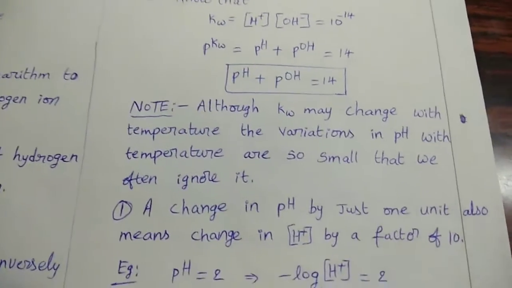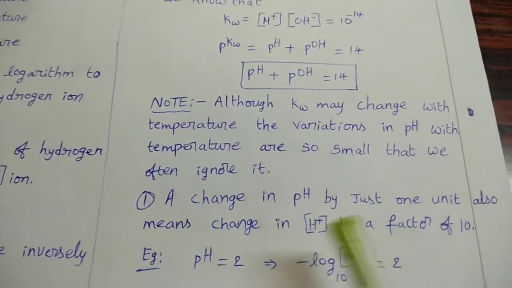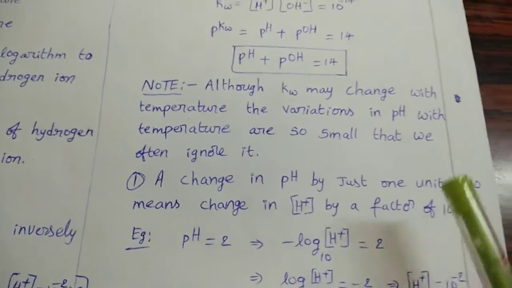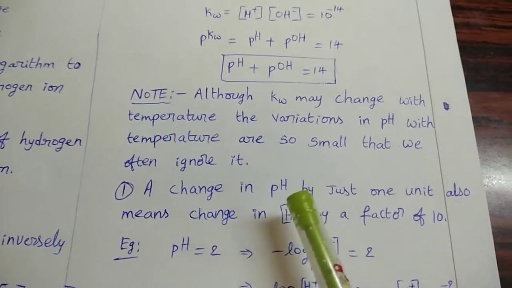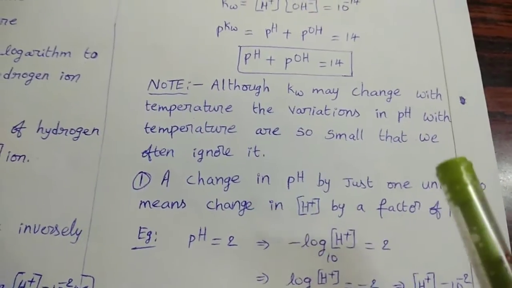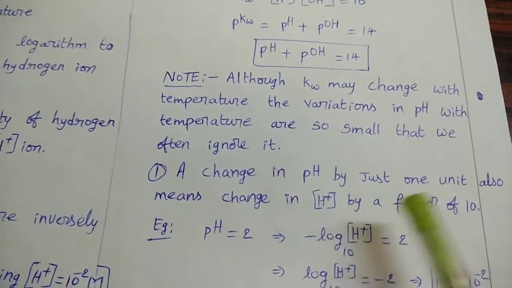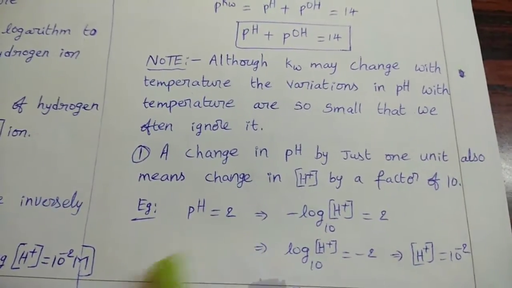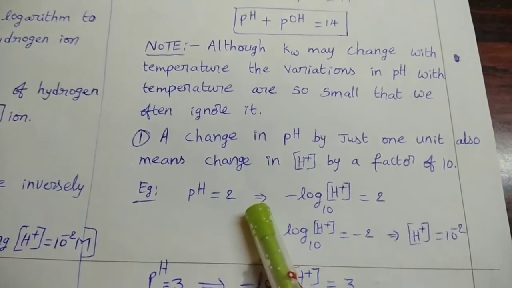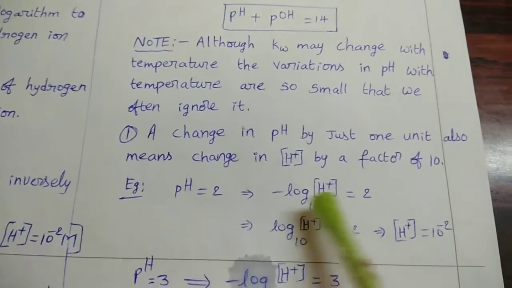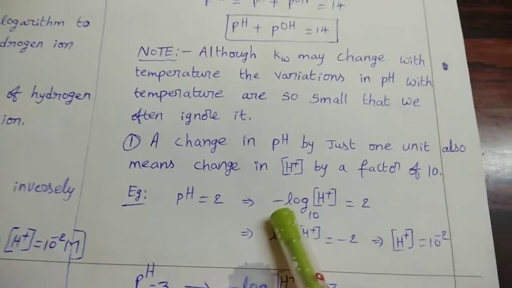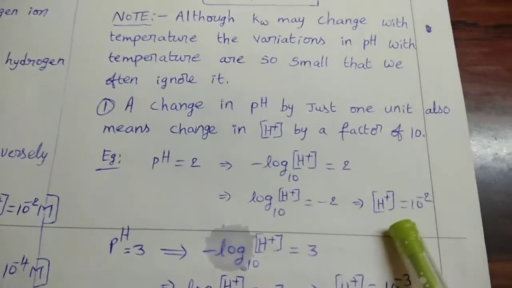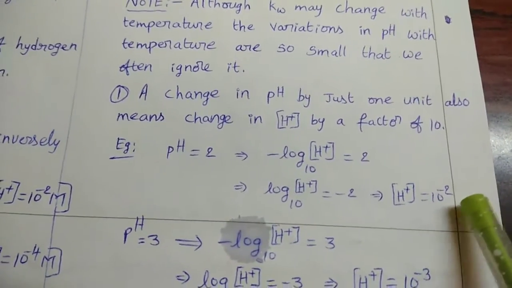A change in pH by just 1 unit also means change in H plus ion by a factor of 10. 1 unit change takes place in pH value, then related H plus ion concentration changed by a factor of 10. See this example, you can understand more clearly. pH value equal to 2. For this, substitute the formula. Minus log of H plus ion concentration base 10 equal to 2. From this, H plus ion concentration equal to 10 power minus 2.